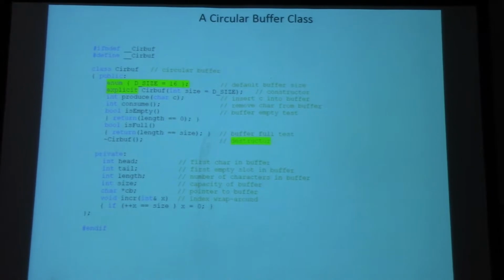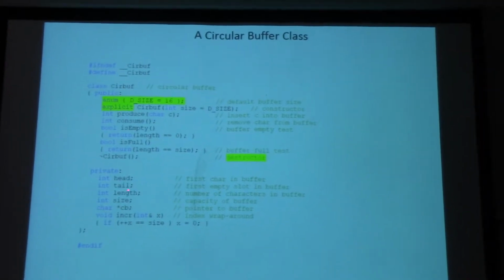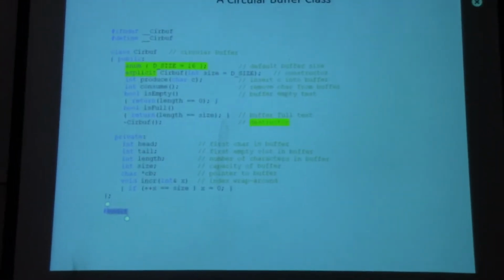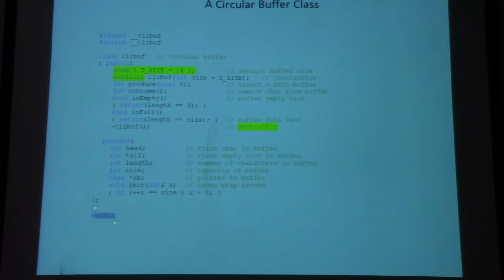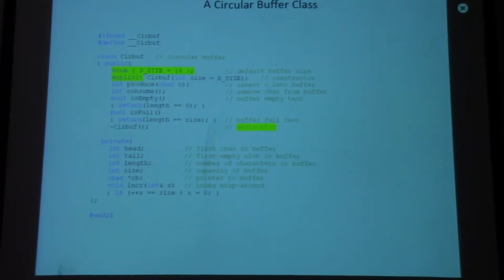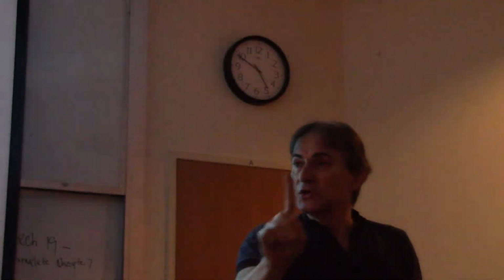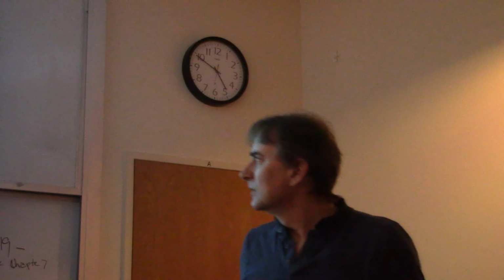Size is the capacity of the buffer, easy enough. CB is the pointer to the buffer, which we will allocate. And then we have INCR, increment, a function that's going to be wrapping our indexes around. So the index will go 0, 1, 2, 3, 4, 5, 6, 7, 8, 9, 10, n minus 1, 0, 1, 2, 3. So as you increment it, it's always going to increase it by 1, unless it's at the max. If it's at the max, increment will send it back to 0. So let's take a look at the code for some of these functions.